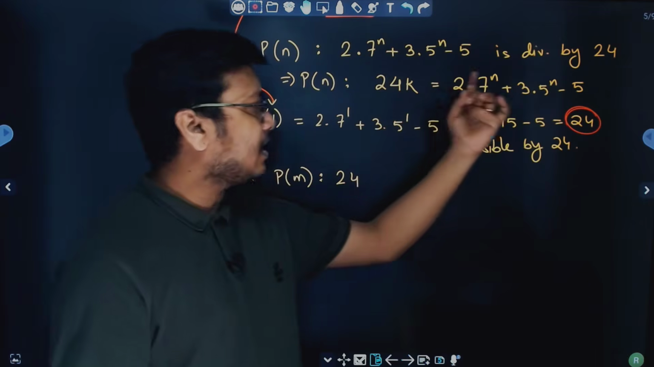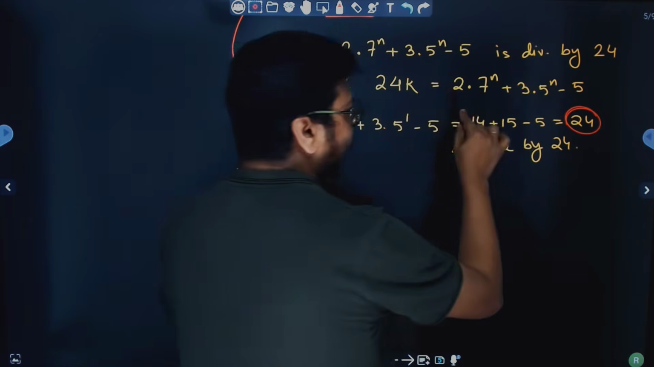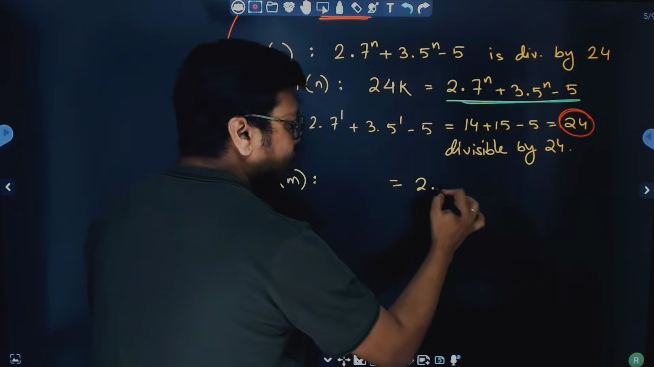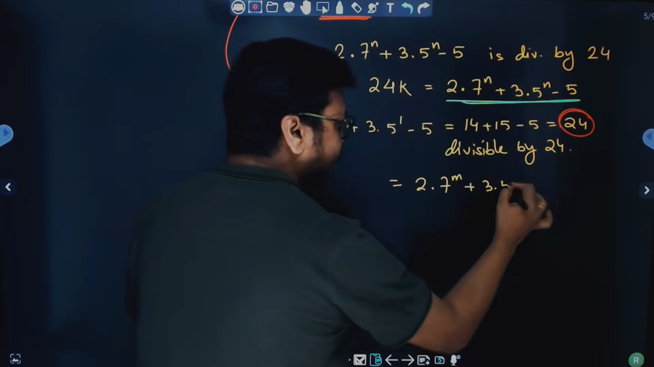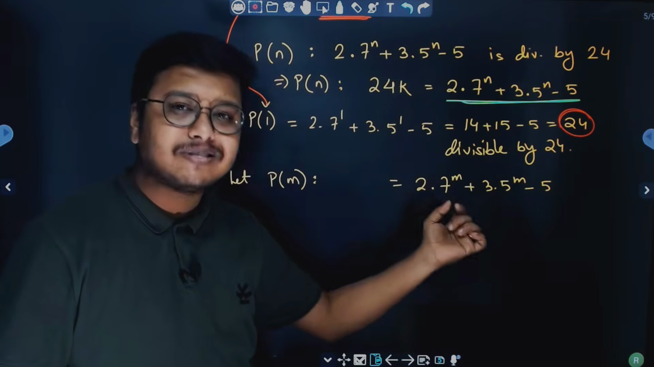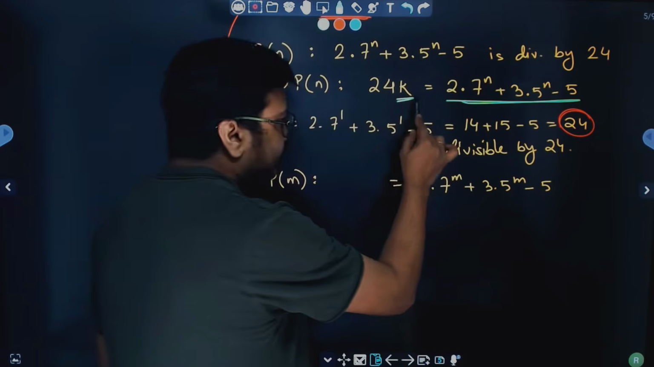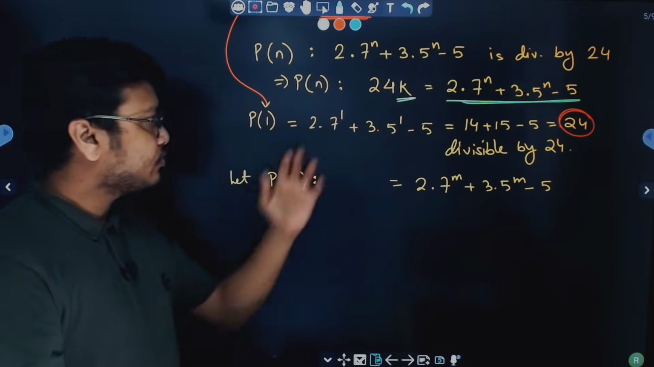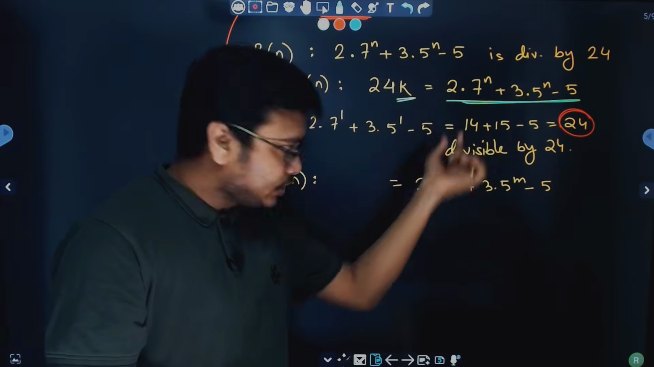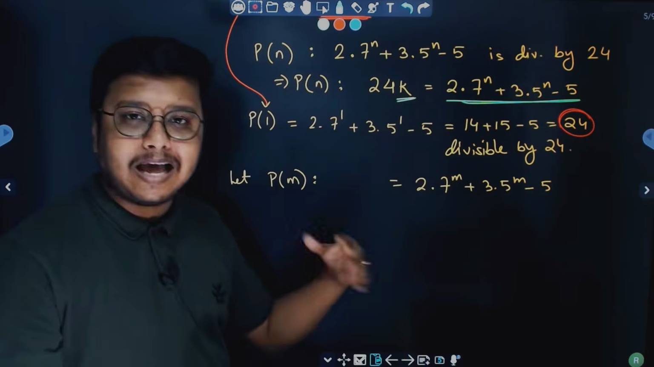So if I'm writing with a different natural number m, what I'm trying to say is that this right hand side value, instead of writing n, I'm writing m. So 2 times 7 to the power m plus 3 times 5 to the power m minus 5. Since I changed the value from n to some fixed value m, obviously my multiplier should also change, right? Because this k multiplier was in correspondence with the value n. So if I change the value n to some other natural number m, my multiplier should also change.